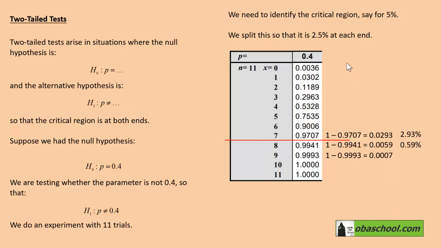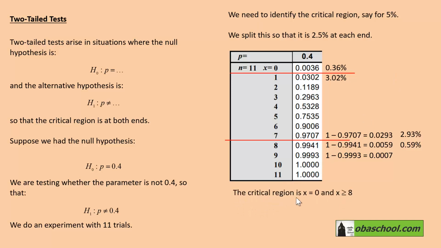Now looking at the other end, this is 0.36%. This is 3.02%, which is more than our 2.5. So we go in here. The actual significance for this test is just 0.36. Add 0.59.